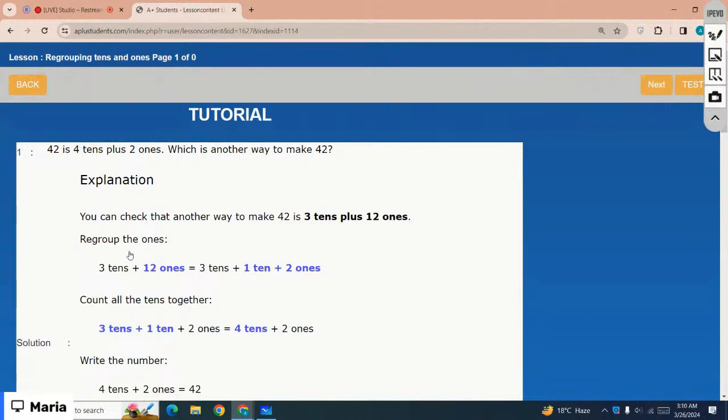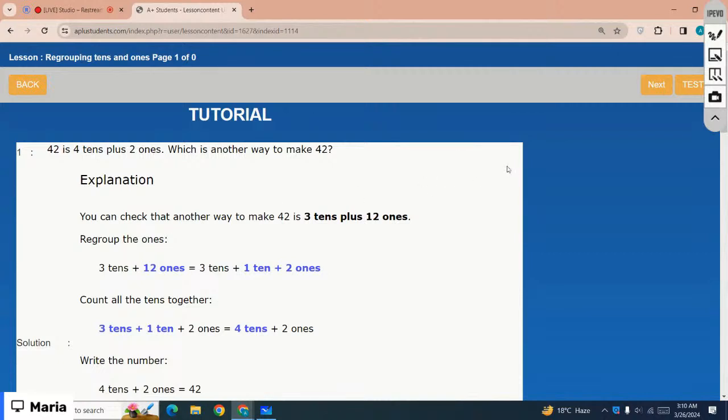42 is 4 tens and 2 ones, right? Which is another way to make 42. So basically, you have to find the other ways so that you can make 42, right? So you can make 42 as 3 tens and 12 ones, right? Because when you see the 12, that is again 1 ten and 2 ones.